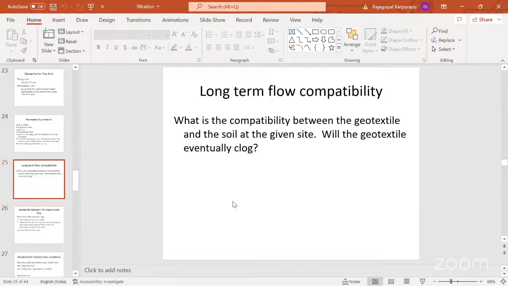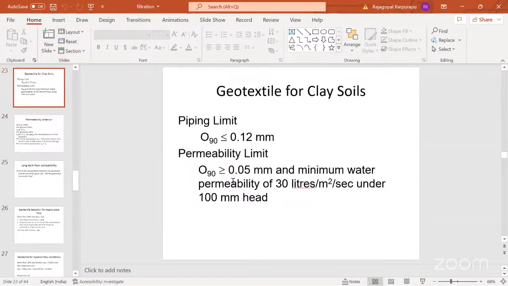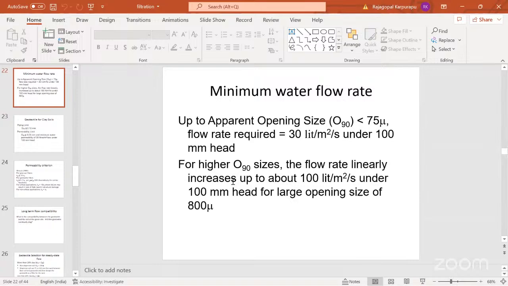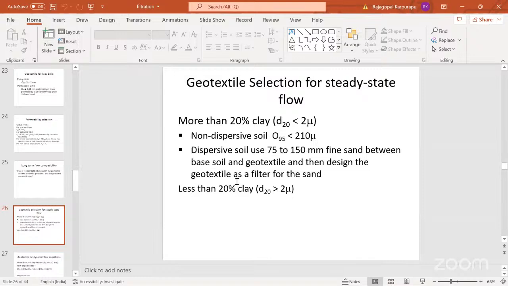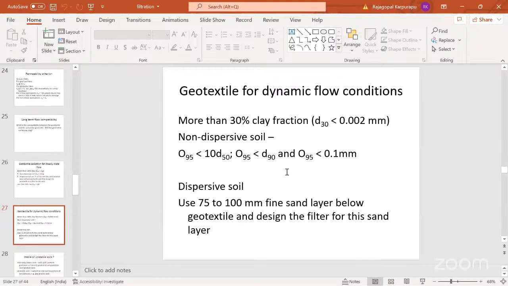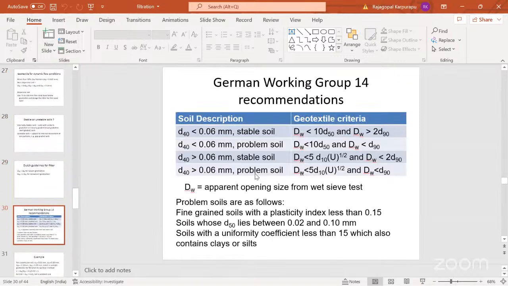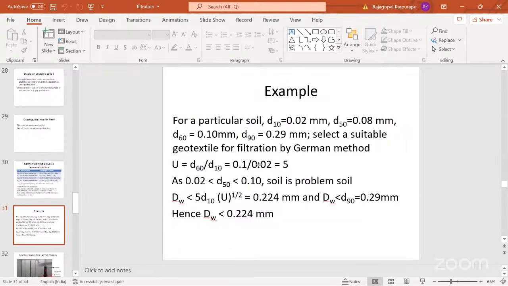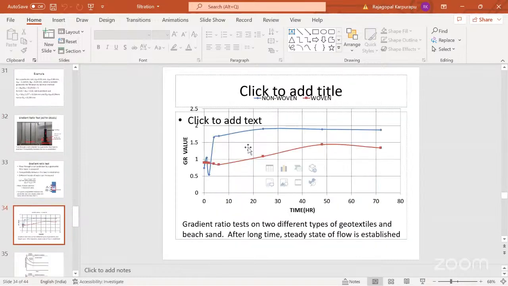These are from different published papers. Some people work with D90 and some other people work with D95. You will see both of them. In fact, there is no one single criteria. These are all from different collections. For example, this is the German recommendation, and this is with respect to D90.